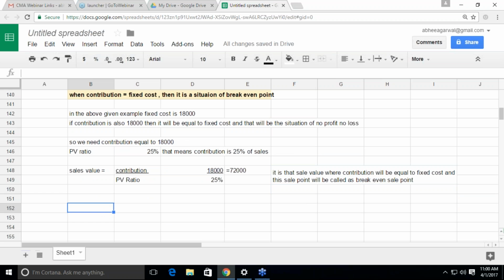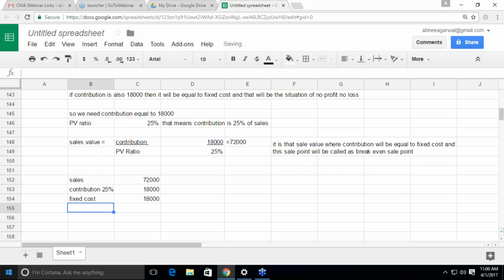Okay. So sales 72,000, contribution 25%, that will be 18,000. Fixed cost 18,000. So profit or loss is equal to 0. No profit, no loss.